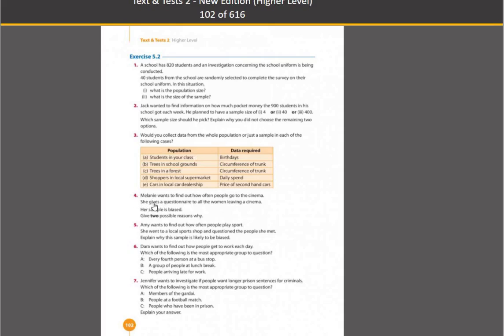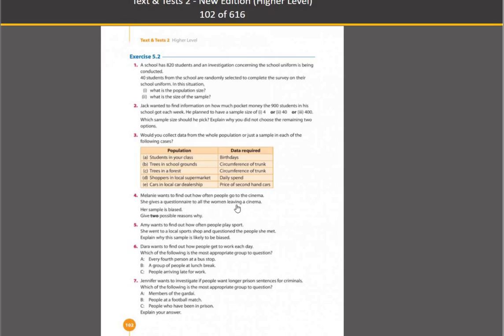Have a look at 4. Melanie wants to find out how often people go to the cinema. She gives a questionnaire to all the women leaving a cinema. Her sample is biased. Give 2 possible reasons why. First of all, she's only sampling the females, so she's not getting a gender neutral response. Secondly, she wants to find out how often people go to the cinema. But she's given the questionnaire to people who have already gone to the cinema, they're leaving the cinema, and she's questioning them.